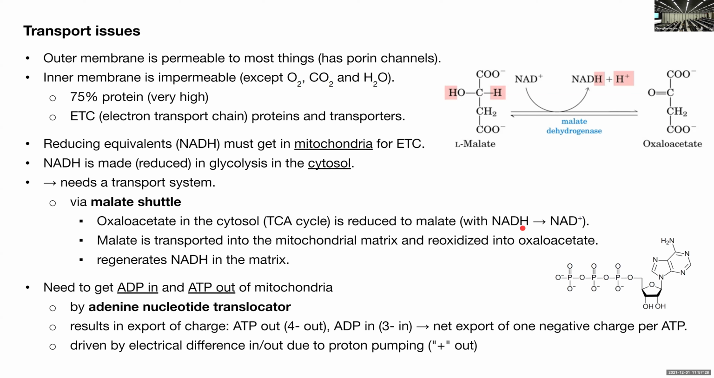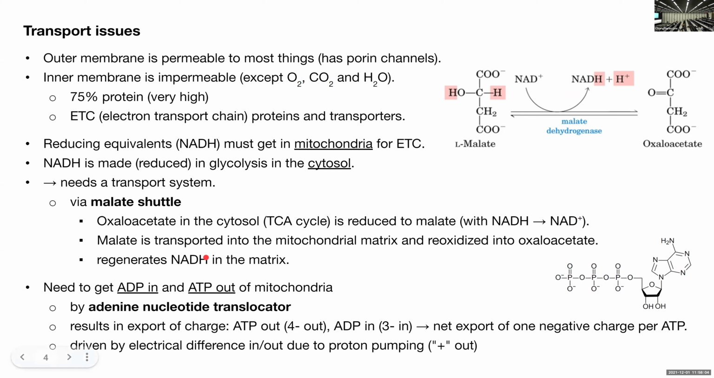That NADH is going to be oxidized, right? So it's a coupled reaction where NADH is oxidized, but the oxaloacetate is reduced. And then this malate can be transported into the mitochondrial matrix, and then it's going to be reoxidized into oxaloacetate, meaning that now NAD plus inside the matrix of the mitochondria is reduced to NADH. Does that make sense?